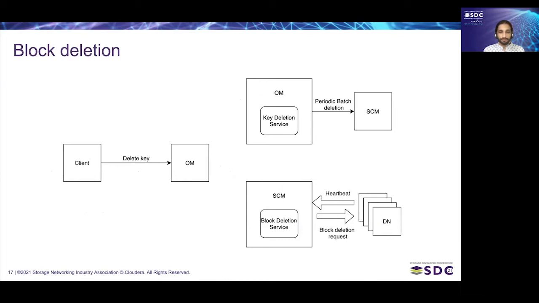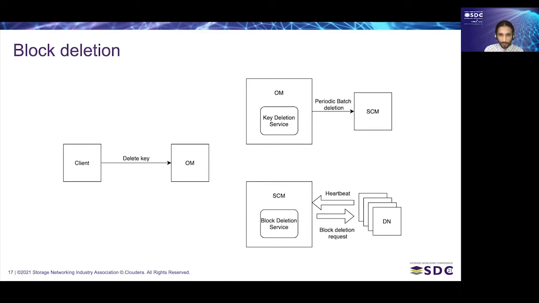So in Ozone, deletion happens by a client. The client can make a delete key request to Ozone Manager. This is an O(1) operation. It's a namespace operation. So as soon as this request succeeds, the key is no longer visible in the Ozone Manager namespace.